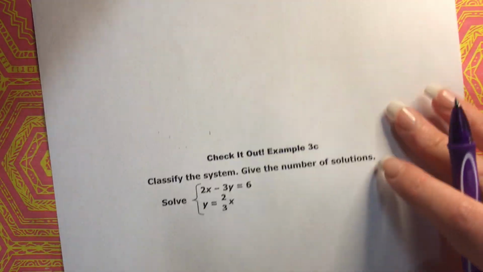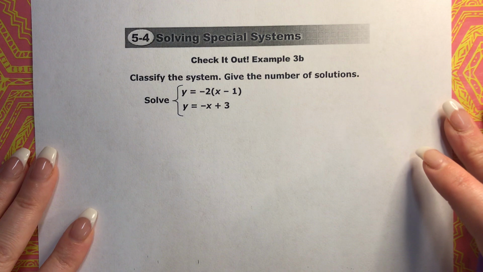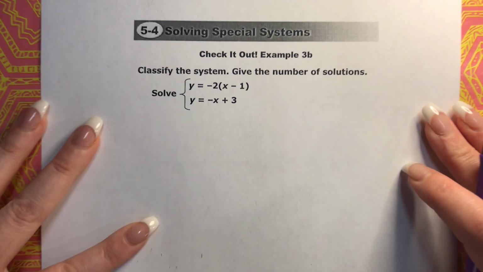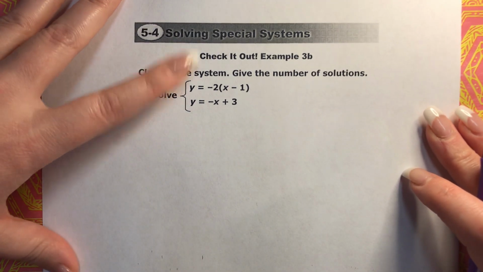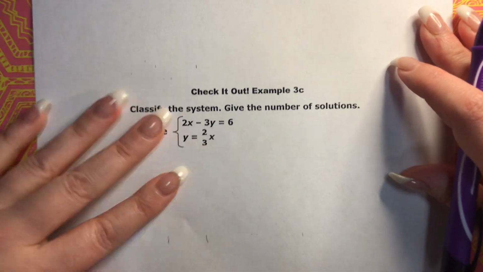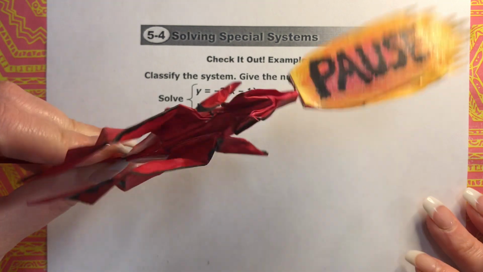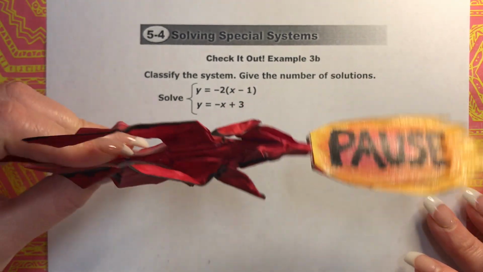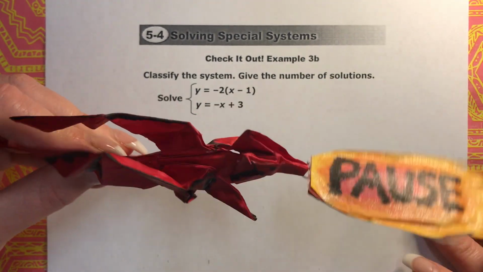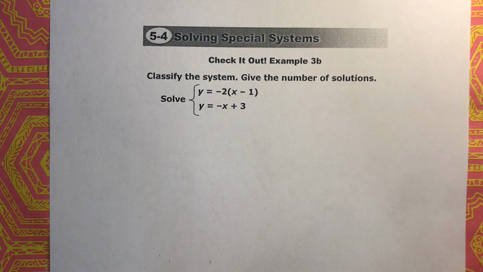Okay, we have 3b. So let's go ahead. It's your turn. I want you to try to do 3b, and also check out 3c. So where's my friend? Here's my friend, the pause dragon. Remind you to pause. Go ahead and work those problems out. When you get done, press play and we'll talk it over. All right, see you in a bit.